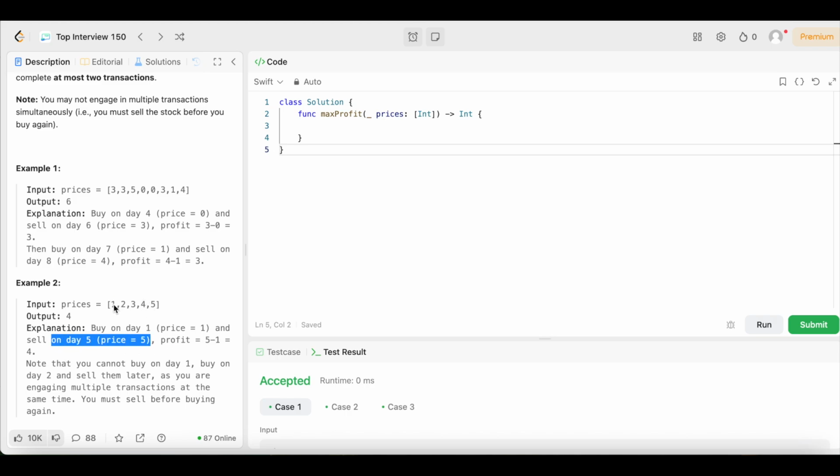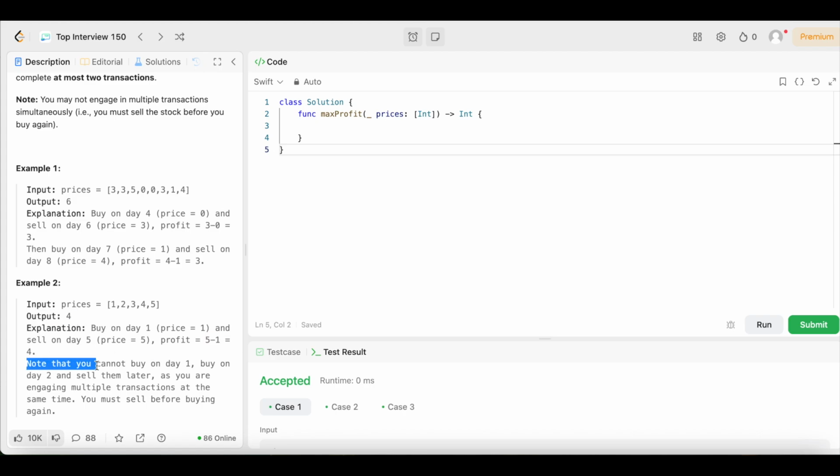Boom. So we buy right here. We buy low. This is the lowest we can buy, day 1. And then the highest we can sell is on day 5, right? So we're buying low, selling high. Boom. Sell on day 5 for $5. And we make a profit of 4 because we bought it at $1. So profit is 5 minus 1 equals 4. So that's how we got 4.